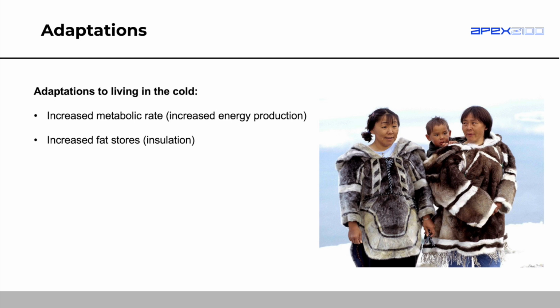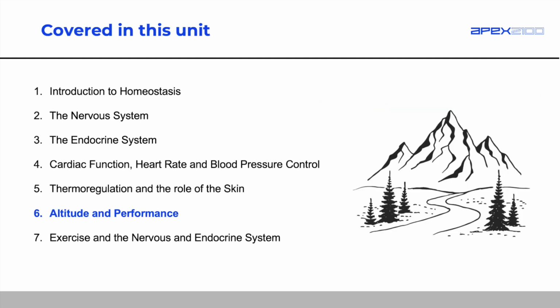In terms of adaptations, so people who live in the cold, they have a few interesting adaptations. Firstly, they have an increased metabolic rate. They burn more energy. So this is to counteract the effects of the cold and to generate some heat through this metabolic processes. They also have increased fat stores, so people who live in cold environments may develop more subcutaneous fat, which helps to provide some insulation and conserve body heat.